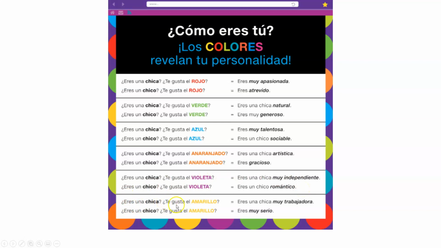Eres una chica, ¿te gusta el amarillo? Yellow. Eres una chica muy trabajadora. Very hardworking. Eres un chico, ¿te gusta el amarillo? Eres muy serio. And notice all the girls have the feminine ones or the gender neutral ones, and all the boys have the O's. How did you do?